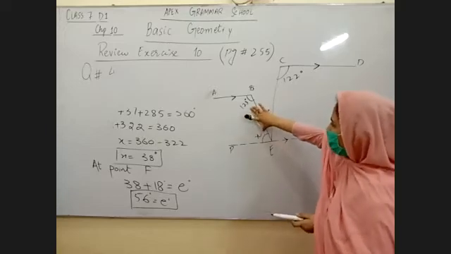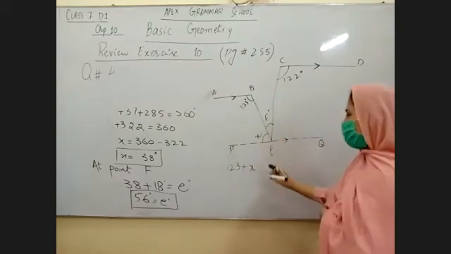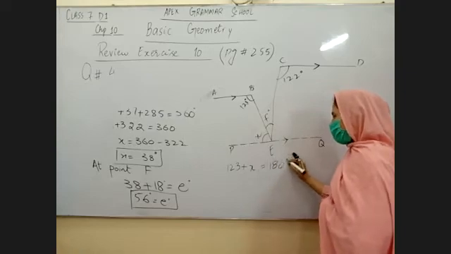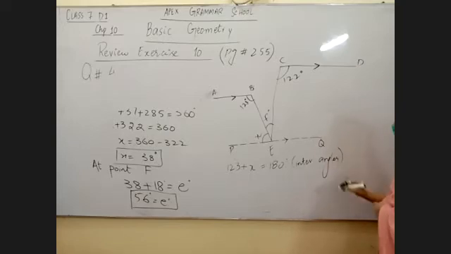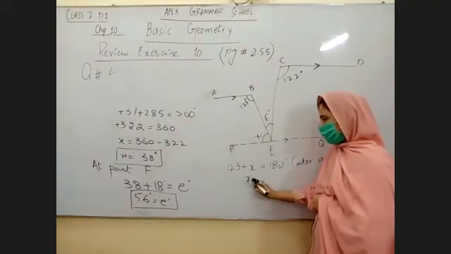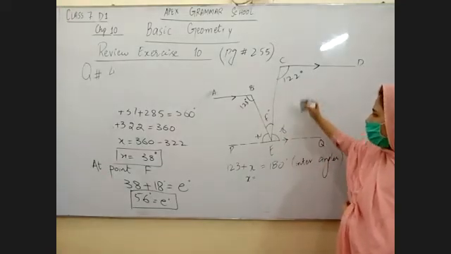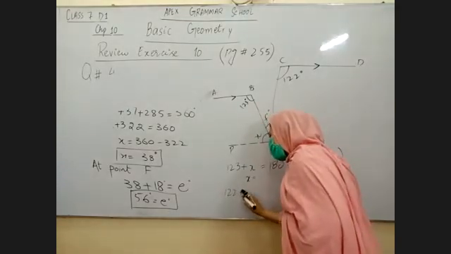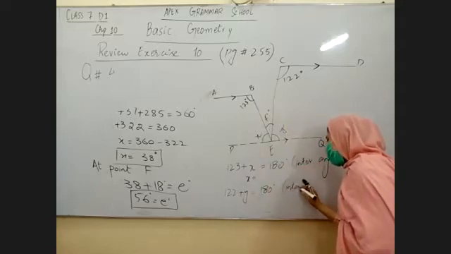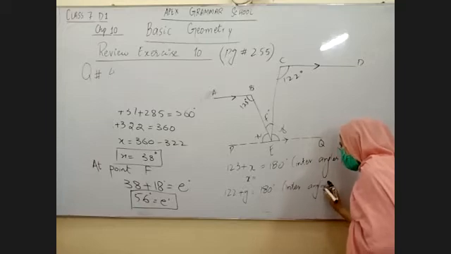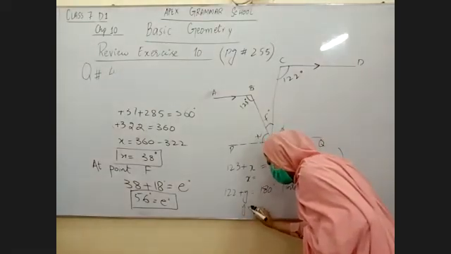Now 123 and X, these two are interior angles. 123 plus X, if these two are interior angles, they will add up to make 180 degrees. The reason is these are interior angles. From here, whose value will you find? You will find the value of X. Now 122, name this angle as Y. 122 plus Y will also add up to make 180 degrees because these are interior angles. If you remember, when you add interior angles, their sum is equal to 180 degrees. So from here you will find the value of Y.